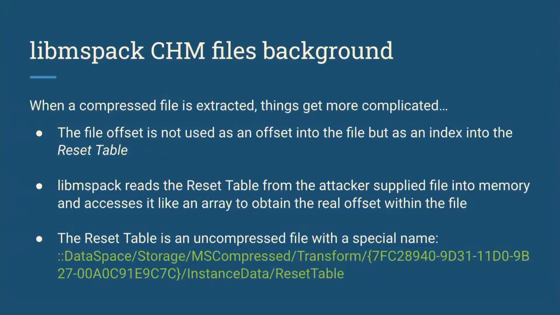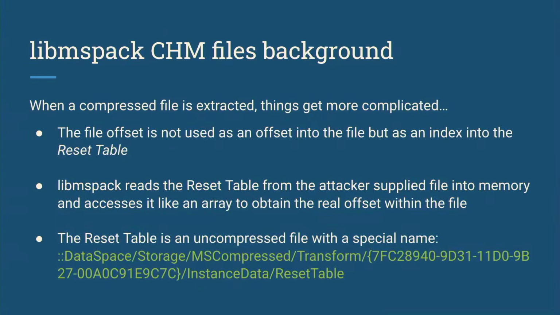So this gets a bit more complicated when a compressed file needs to be read. So in this file, the file offset that was in the file header is not used as an offset into the file directly, but there is one level of indirection. So libmspack reads a system file called the reset table from the attacker supplied file into memory, and it's basically an array, and the offset of the file header is used as an index into the array, and the resulting value is used as the real offset.